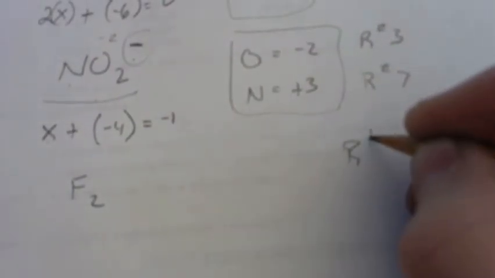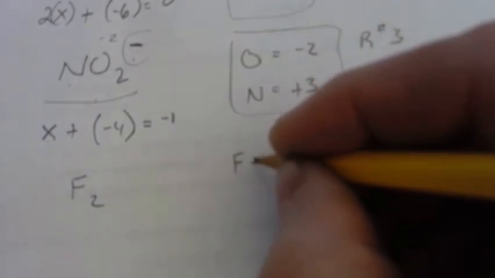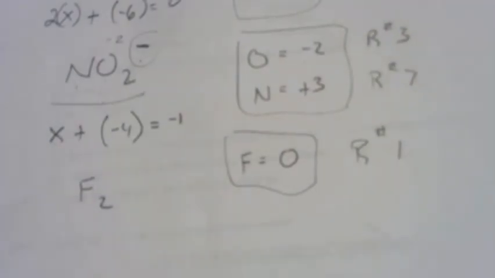And then finally, down here with F2, finally we get to use rule number 1 because this is a pure element. It's not attached to any other element. Therefore, F is equal to 0. And that's how you find the oxidation states.